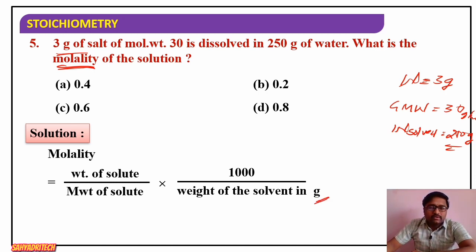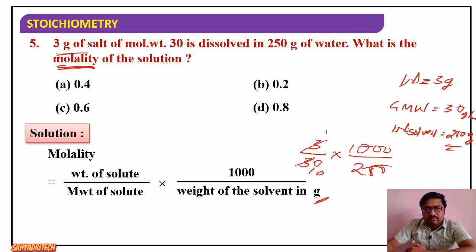So weight of solute, how much are they saying? 3 gram of molecular mass 30 dissolved in 250 gram of water. So 3 ones are 3, 10s are 30, 250 4s are 1000, so 4 by 10 means it is 0.4. Yes sir, it's a simple one. So what is the option? Option A is correct, 0.4. Moles per kg is the unit for molality.